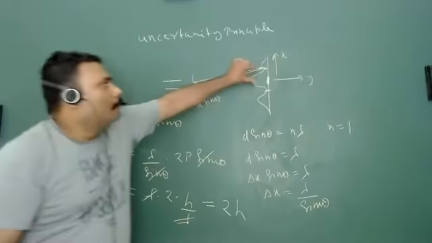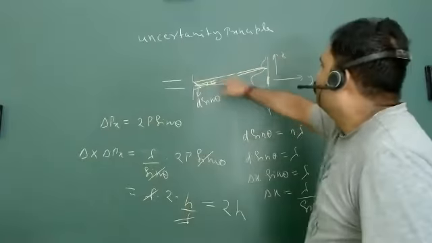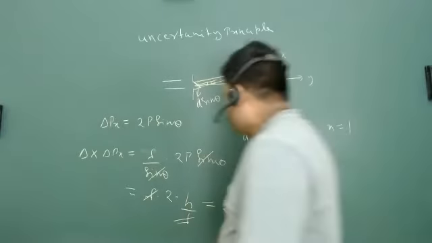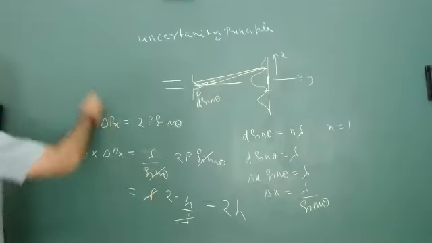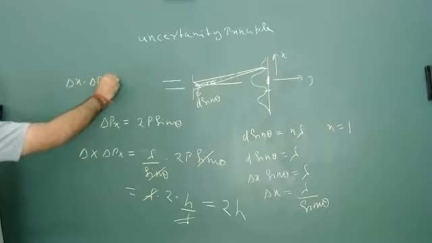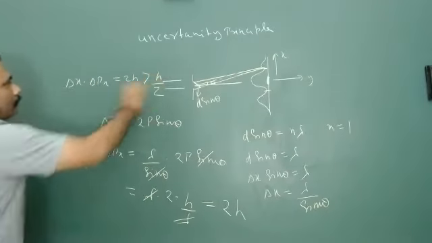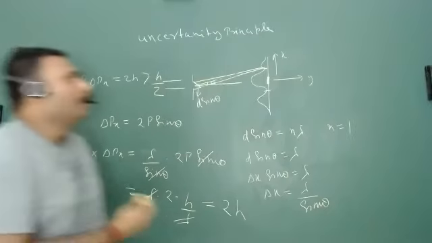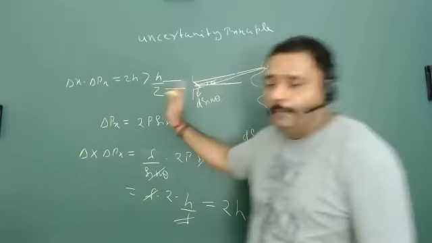So obviously for only this particular value we are getting the 2h. All other parts will be more than this. So obviously you can get the uncertainty: delta x into delta px is equal to 2h, and obviously greater than h by 2. So this is the wonderful experiment, and the same experiment can come in your examination.